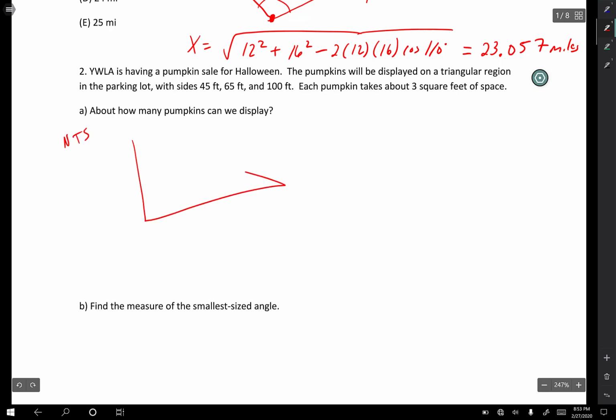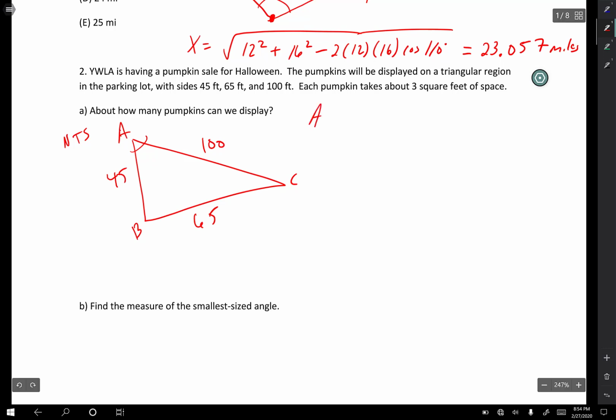So here's my triangle, guys. I'm going to call this A, B, C. And I'm going to say that this is 45. I'm going to say that this is 65. I'm going to say that this is 100. So there it is. And they want to know how many pumpkins I can fit in there. So I need to find this area. So either you find an angle, and then you can use your area of a triangle, 1/2 AB sine C, or you can use Hero's formula.